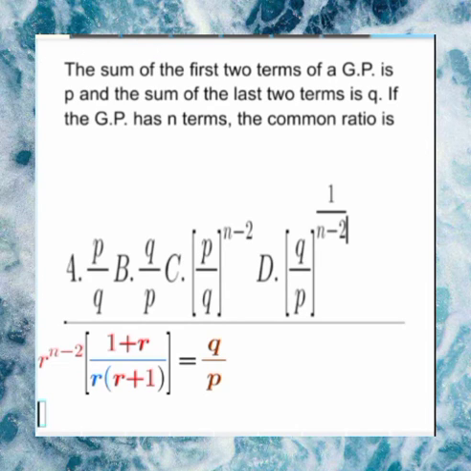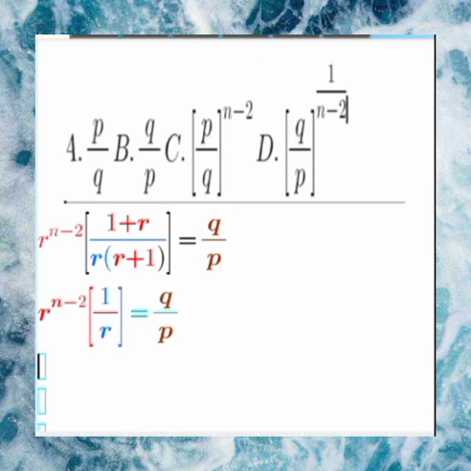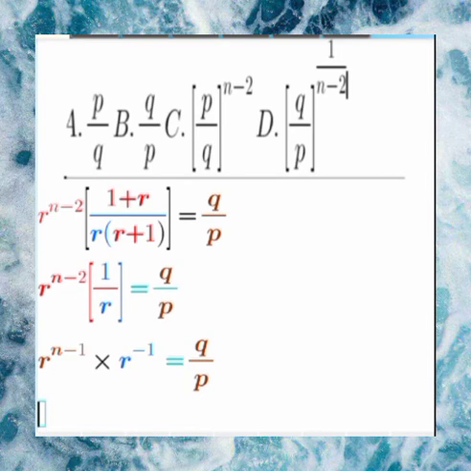So you can see clearly that on the left hand side inside the parentheses, the 1 plus r in the numerator will cancel out the r plus 1 in the denominator. So that will leave us with r raised to power n minus 1 into 1 over r equals q over p. So reversing the 1 over r back to negative indices, we are going to have r raised to power n minus 1 times r raised to power minus 1 equals q over p.